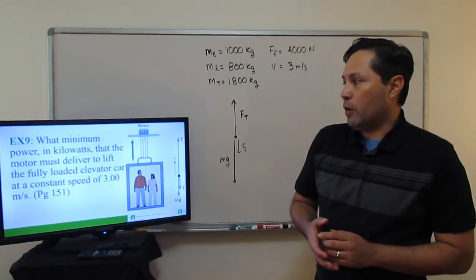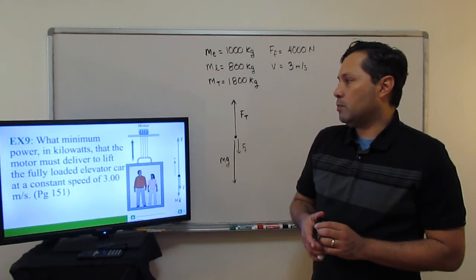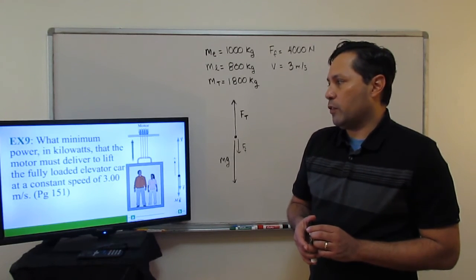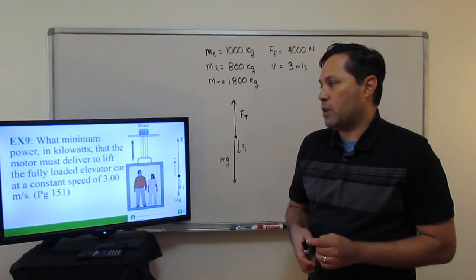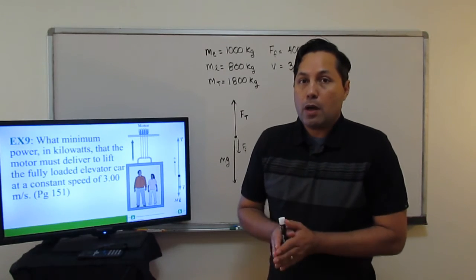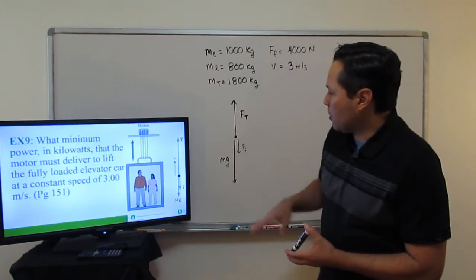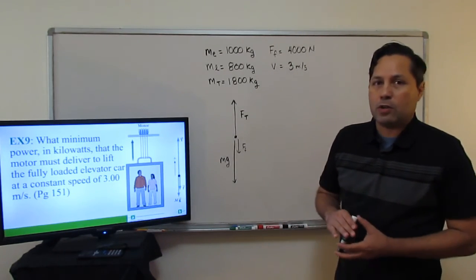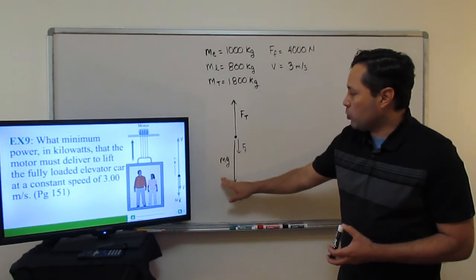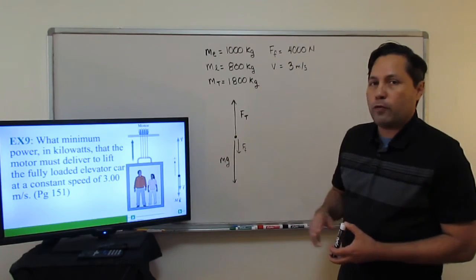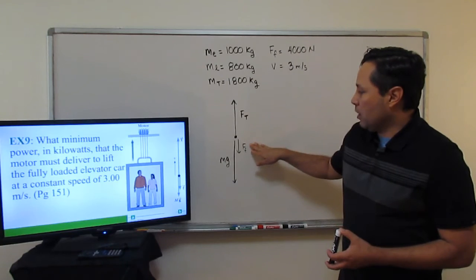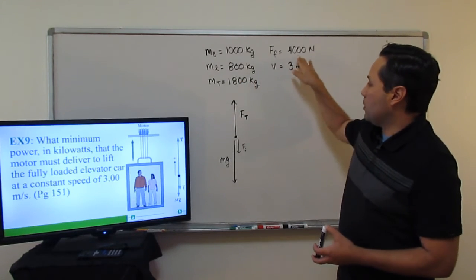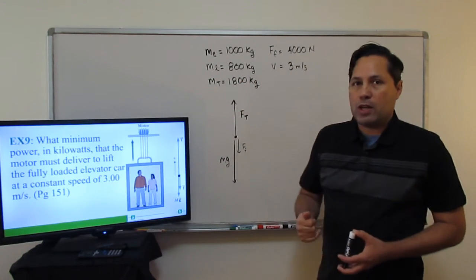What minimum power in kilowatts must the motor deliver to lift the fully loaded elevator cart at a constant speed of 3 meters per second? Alright, so let's take a look at a free body diagram of all the forces acting on this elevator. There's of course force of gravity pushing down on it. There's also a frictional force on this elevator of 4,000 newtons, and of course there's force tension.